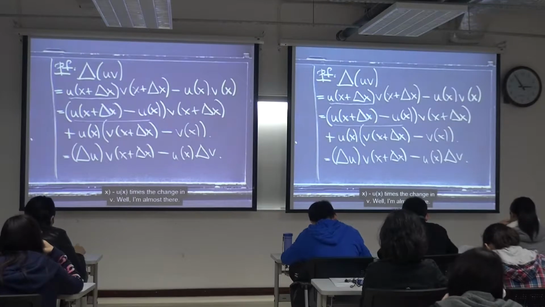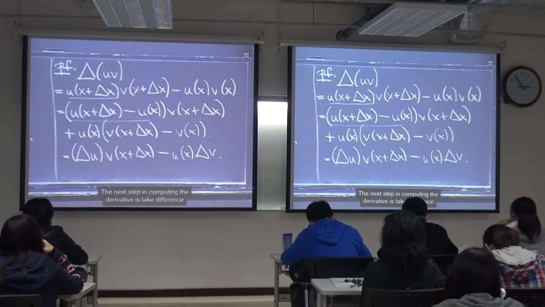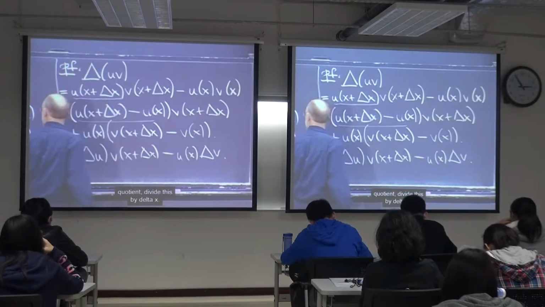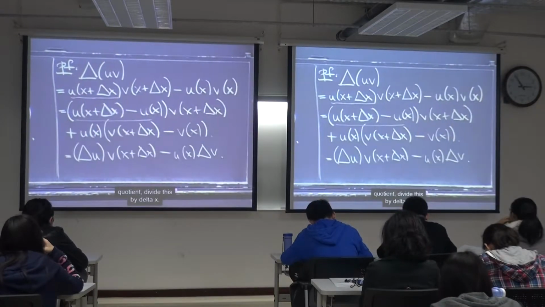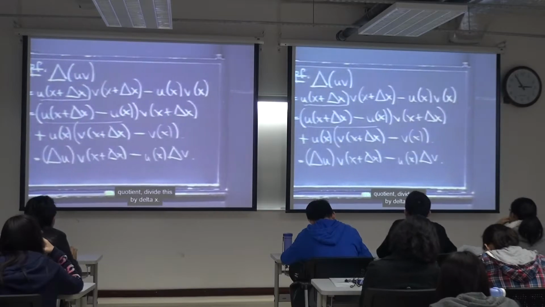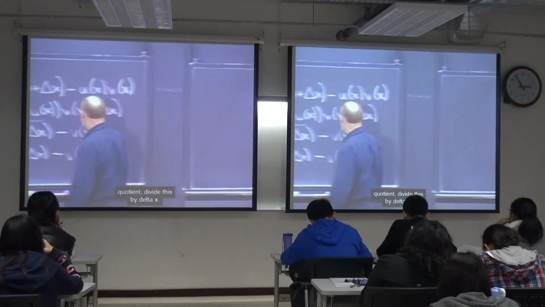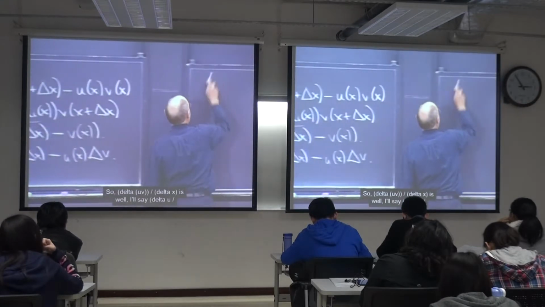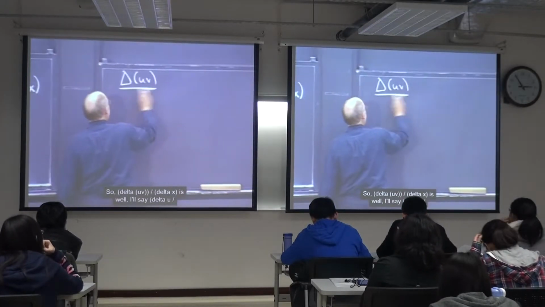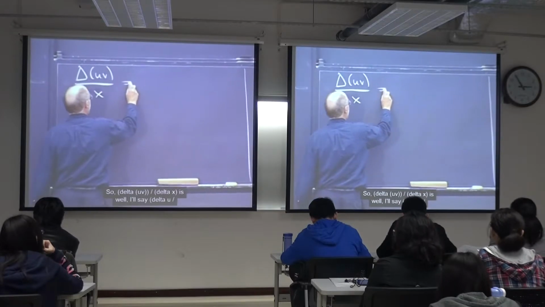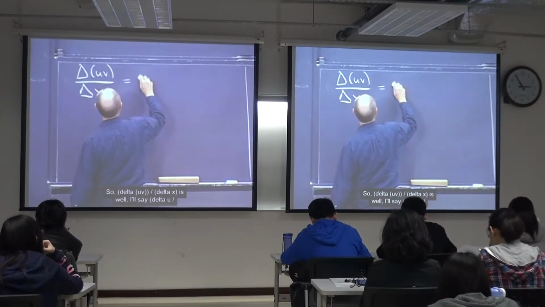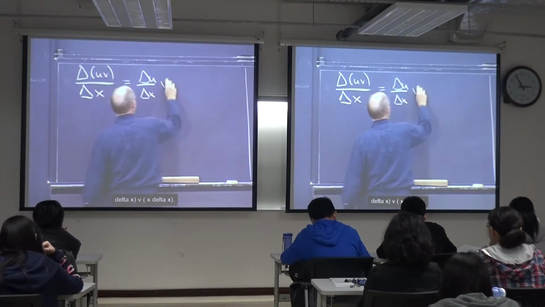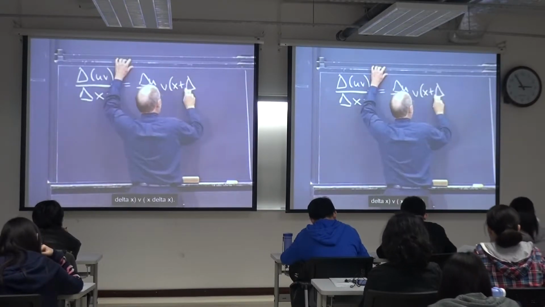Well, I'm almost there. The next step in computing the derivative, take the difference quotient, divide this by delta x. So delta uv divided by delta x is, well, I'll say delta u divided by delta x times v of x plus delta x.